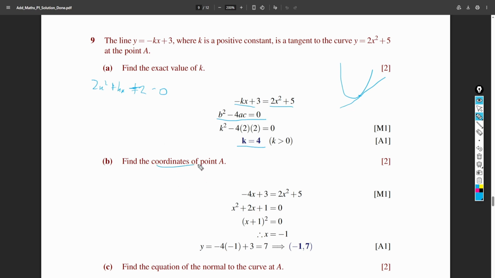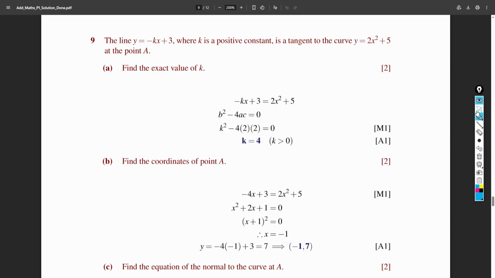Okay, the next part, find the coordinates of A. Since we know the value of k, we can simply input this into this equation and finally actually solve it this time. So we get x = -1. Then you input x = -1 into this equation or this, it doesn't matter, both of them should give us 7, given that we are using this exact k.